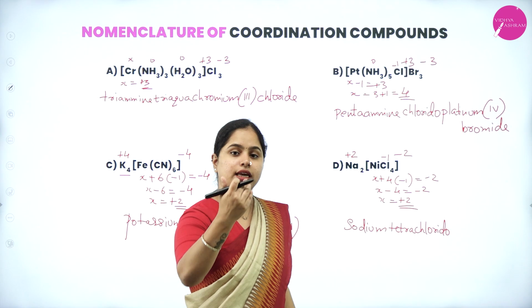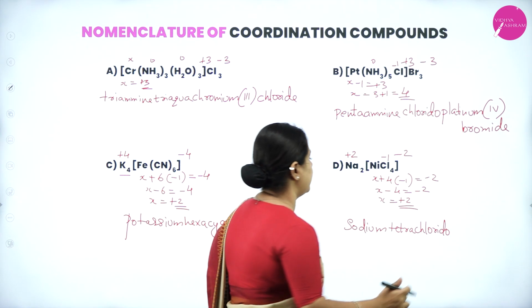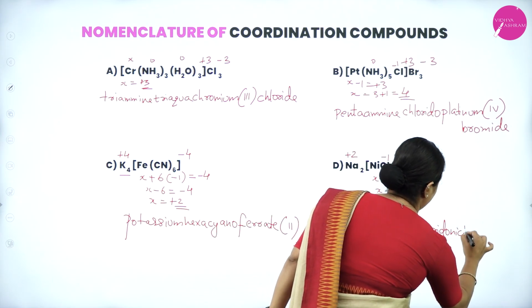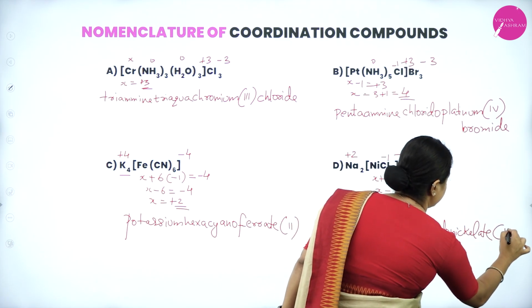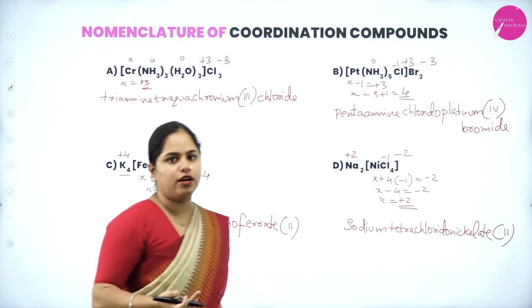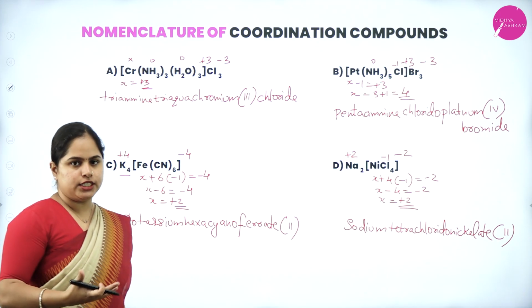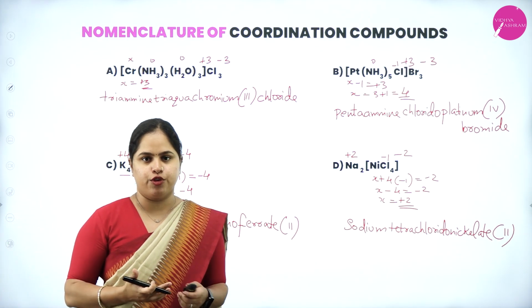Tetrachlorido. Right. And the next one is the central metal atom we have to write. So do I write it as nickel or nickelate? It will be nickelate. Yes, because it is anionic. So we write it as nickelate. And what is the oxidation number? It is 2. So this is how you have to name the coordination compound. I hope it is clear for you, right?